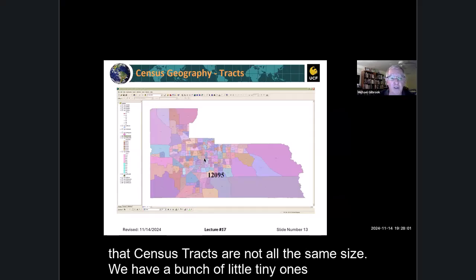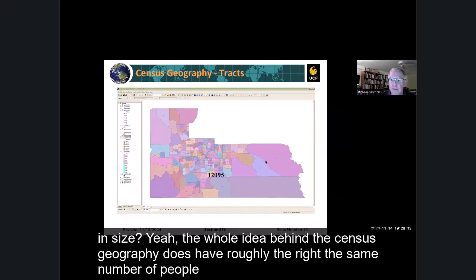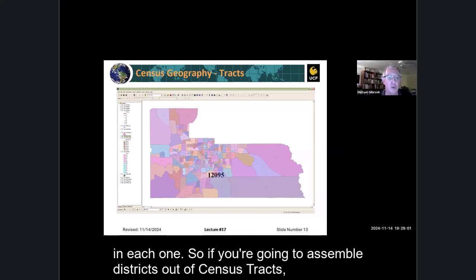Notice that census tracts are not all the same size. We have a bunch of little tiny ones here and some really big, huge ones out here and out here. So why are they so different in size? Yeah, the whole idea behind the census geography is to have roughly the same number of people in each one.